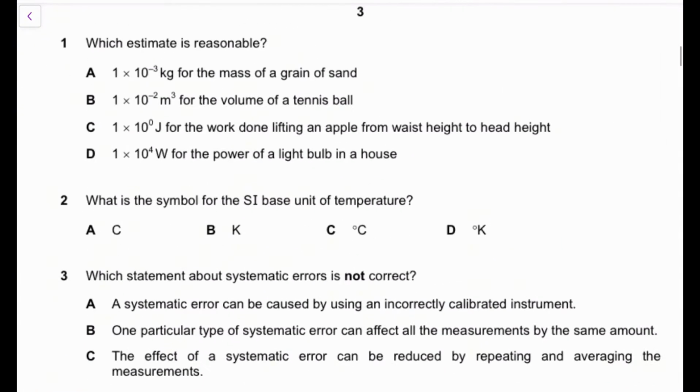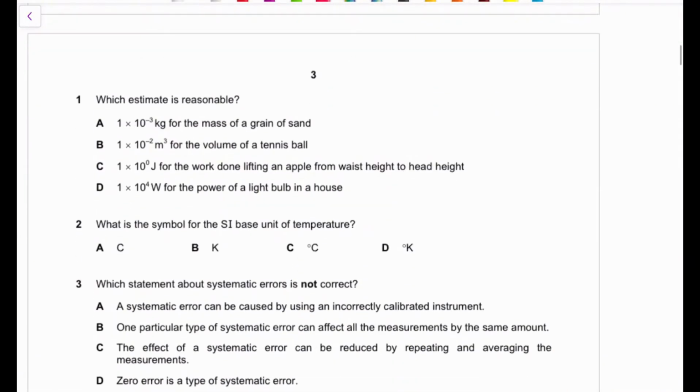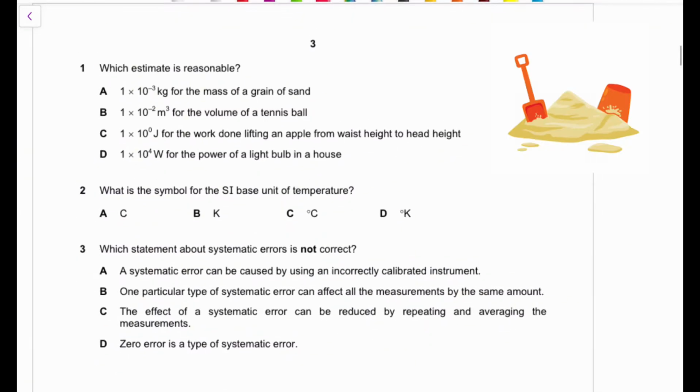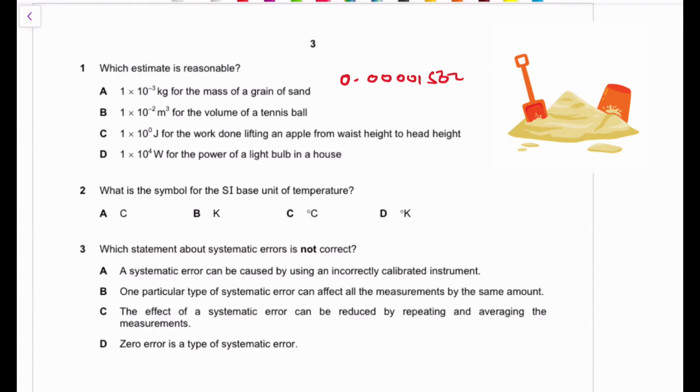The first question, we've been asked which estimate is reasonable. For the first estimate, we've been given 1 times 10 to the power of negative 3 for the mass of the grain of sand. The mass of a grain of sand is very, very small, about 0.0001562 grams. It's not even equal to 1 times 10 to the power of negative 3. How are you supposed to know this? I don't quite know, but the thing with estimates is you just have to know a lot of things. Some of these come from trial and error, and some of these answers will make much more sense than others.